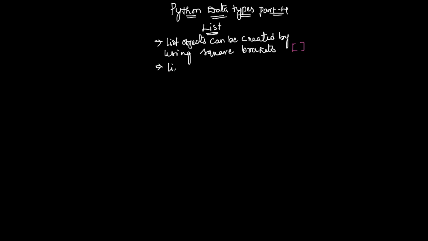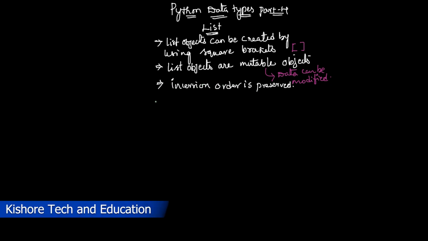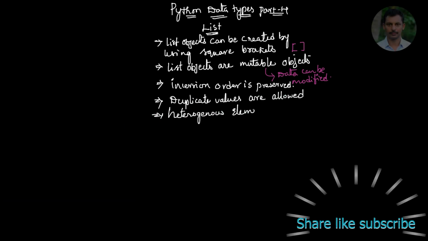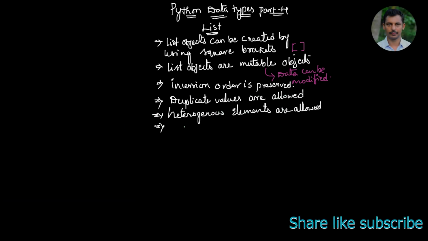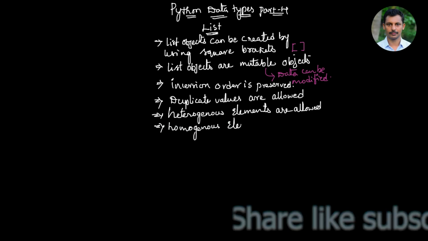List objects can be created by using square brackets. List objects are mutable objects. In this, data can be modified. Insertion order is preserved, which means data comes in order. Duplicate values are allowed.